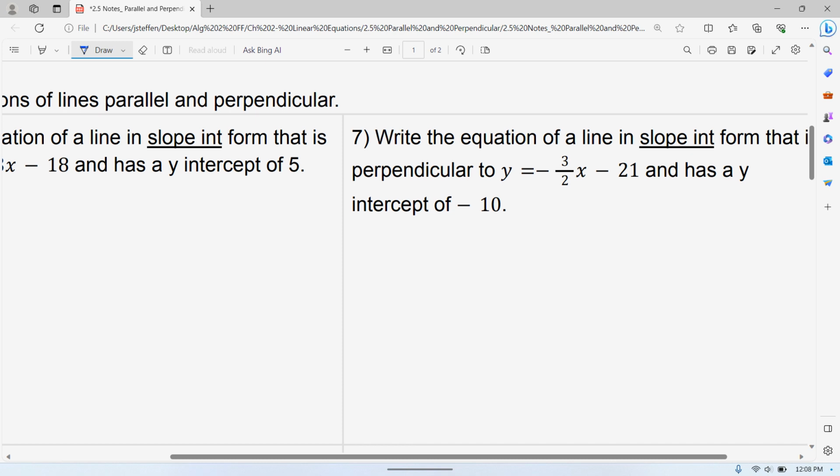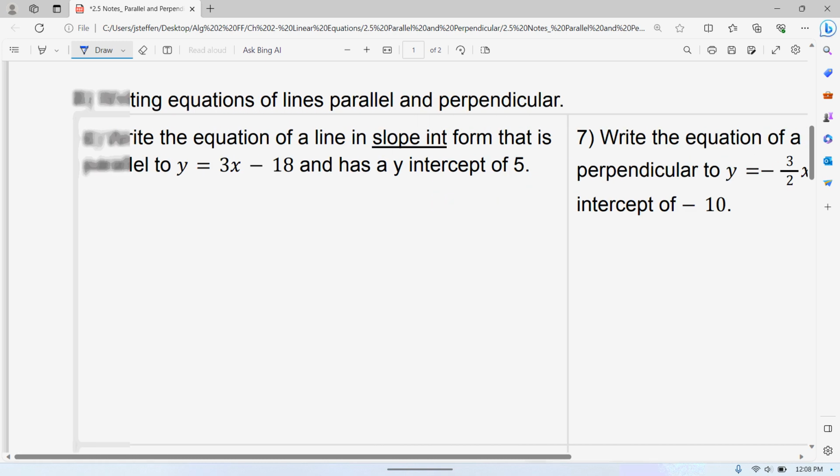Okay, so the questions you will have on tests and quizzes like this will look something like this. Number 6 will say, write the equation of a line in slope-intercept form that is parallel to this line, and it has the y-intercept of 5. Now, this one's kind of nice because I'm just kind of easing you into it. So I want it in slope-intercept form, and I do give you the y-intercept. Later on, we'll have to find what that is.